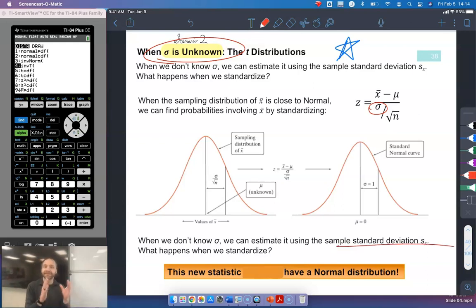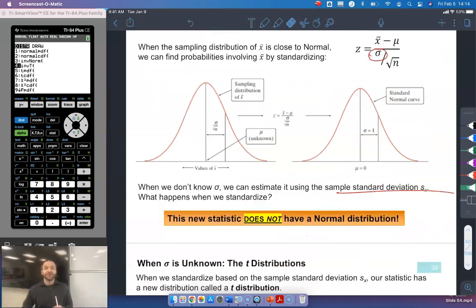Now, what happens when we standardize with that? Because it's not the population standard deviation, it is the sample standard deviation. Well, in that case, a new statistic is created, and that new statistic, and this is really important, does not have a normal distribution. T distributions are not normal distributions because they're created by using a sample standard deviation, not the true population standard deviation, because that's unknown. So that is a really big thing right there, that the new statistic does not have a normal distribution. So what type of distribution does it have?